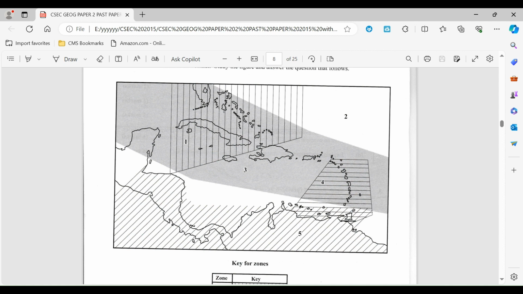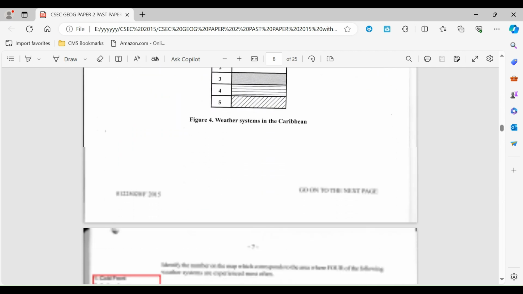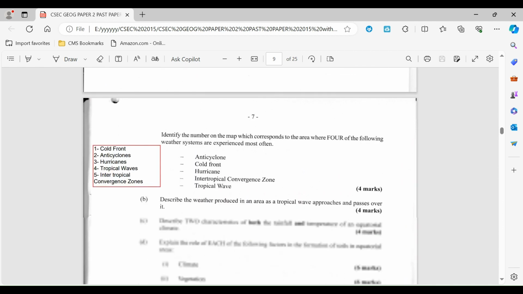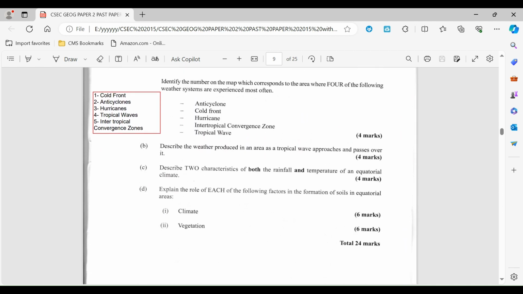At 2, that's where we have anticyclones. At 3, that's where we have hurricanes taking place. And at 4, we have tropical waves coming from over the section. And at 5, we have intertropical convergence zones. Once you were able to identify these, then 4 marks should be yours. You can take a screenshot or fill it in on your paper.